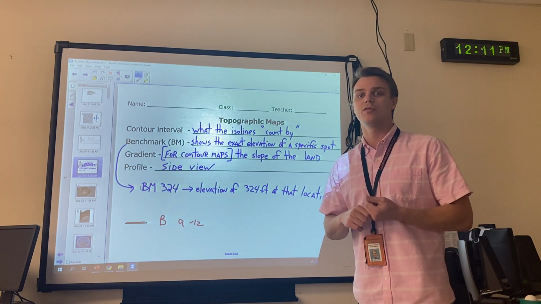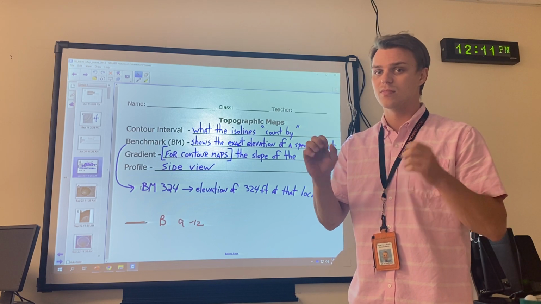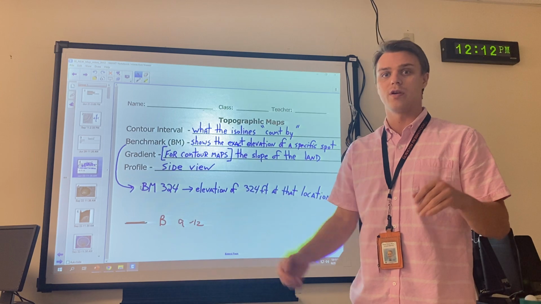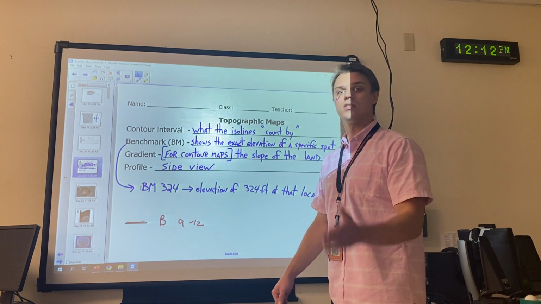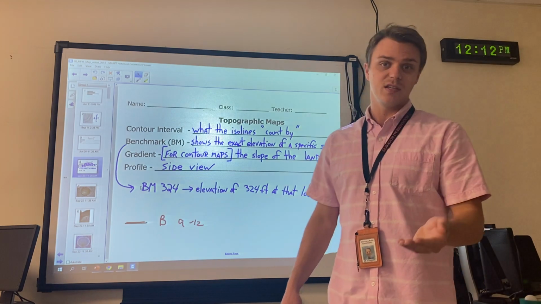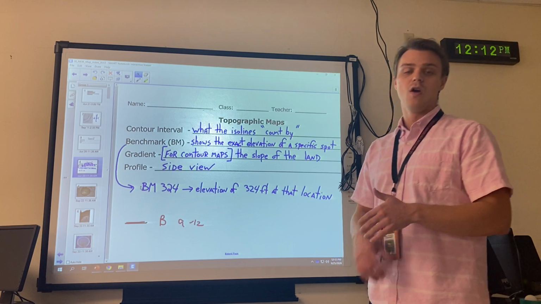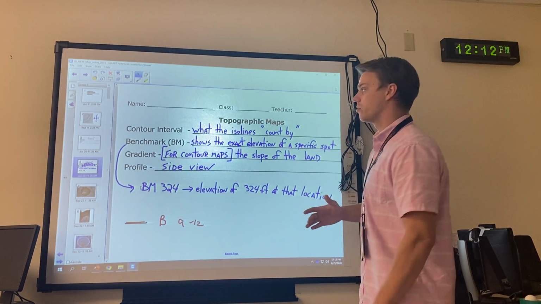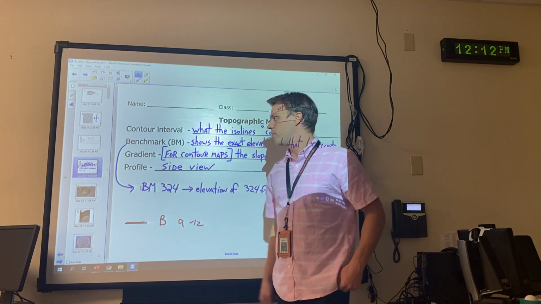In this class, we'll mostly see intervals of 1, 5, 10, so that'd be like 10, 20, 30, 40. We could also see intervals of 20s, which would be like 20, 40, 60, 80. 50s, so that'd be like 50, 100, 150, 200, 250, or even just hundreds. So that'd be 100, 200, 300, 400. Those are all intervals. It's just saying what we're going by. Gradient is something that we're going to focus on later.